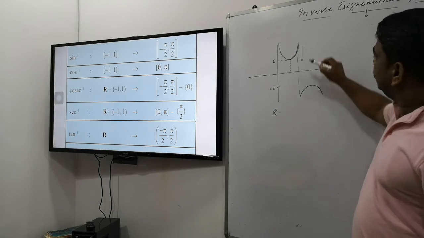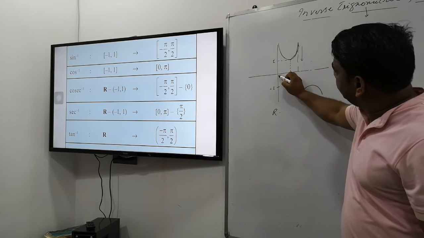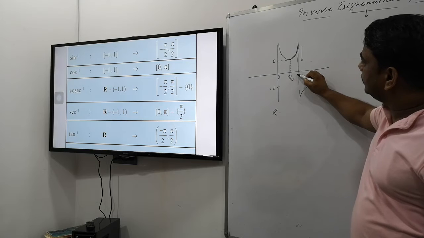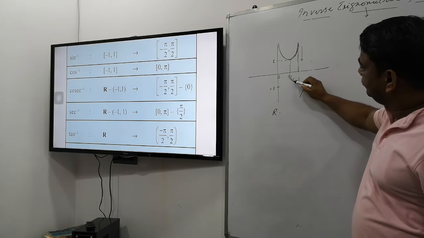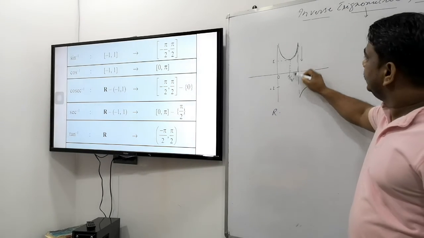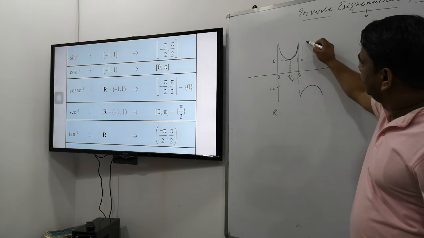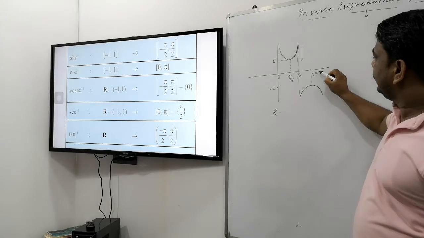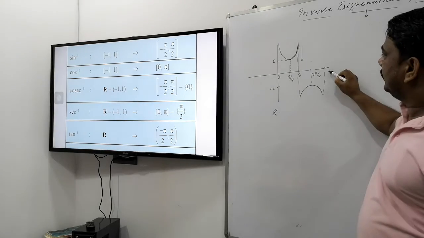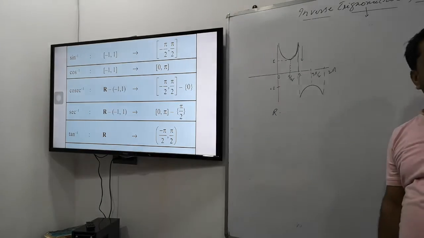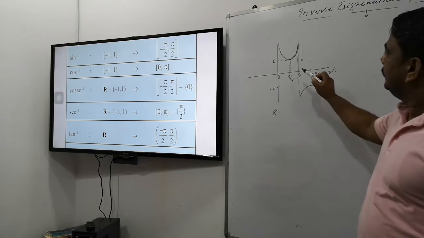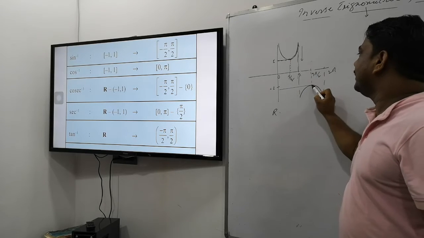Clear or not? So what is this for? This is for 0. It's for plus pi by 2. And what is it for here? Please tell me. Plus pi by 2. Okay. And here it becomes pi. And here again it becomes 3 pi by 2, and here 2 pi. You may see this. Clear? This is the representation for cosec. So it's a plus 1 or a minus 1.